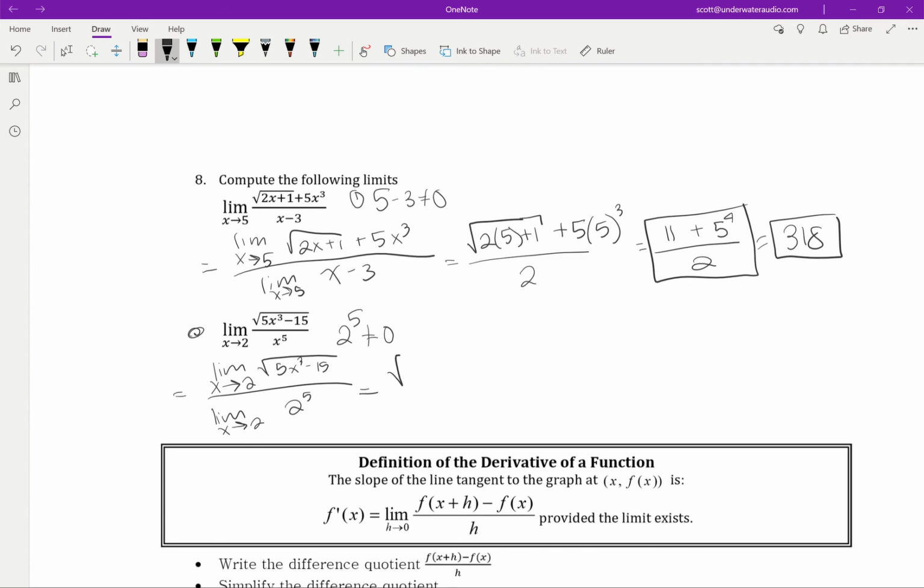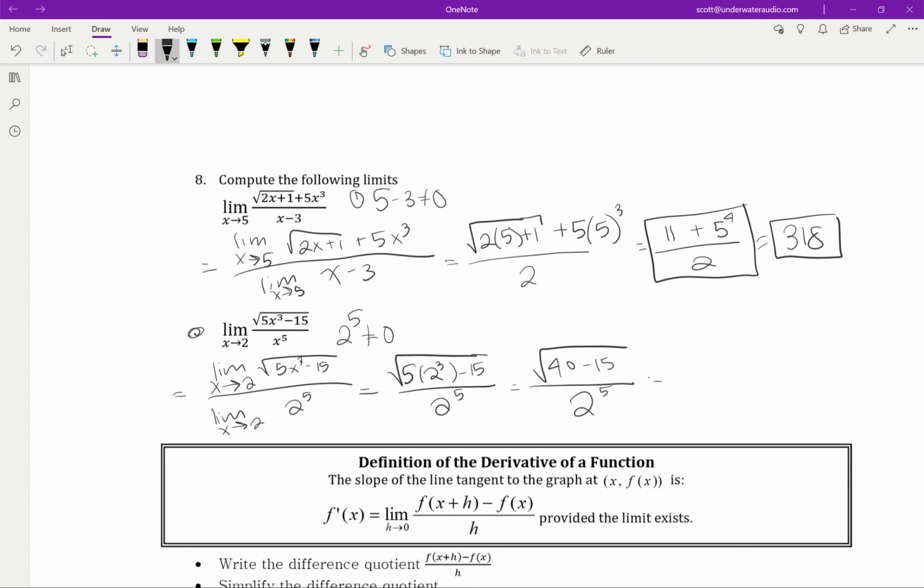So that gives me the square root of 5 times 2 cubed minus 15, divided by 2 to the 5th. So 2 to the 3rd is 8. 5 times 8 is 40. So 40 minus 15 on the top. And 2 to the 5th, I actually don't know that one off the top of my head. 40 minus 15, I think is 25. I'm super bad at arithmetic like this in my head, so I'll check it to be sure on my calculator.